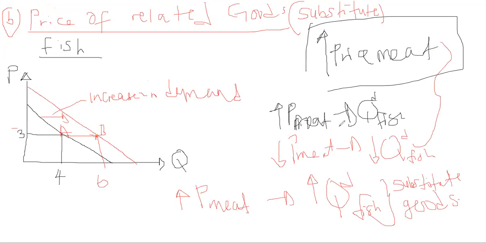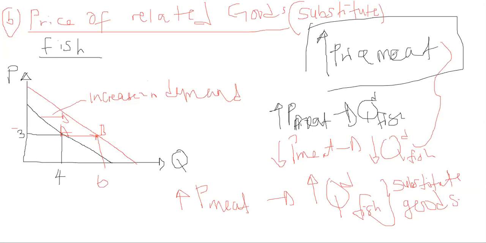Here we talked about an increase in the price of a related good. But what would happen if the price of the related good reduces? If the price of the related good reduces, people will change from demanding fish to demanding meat. So I hope that is clear.